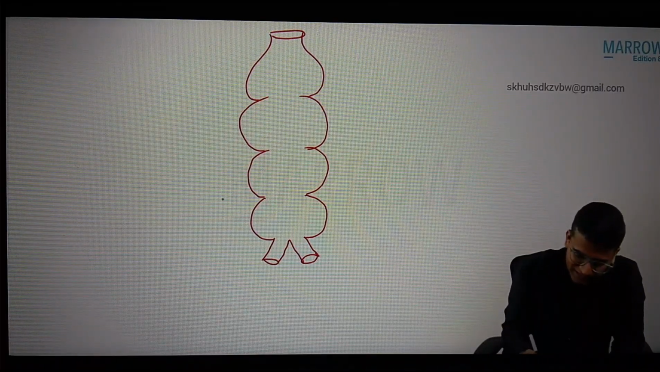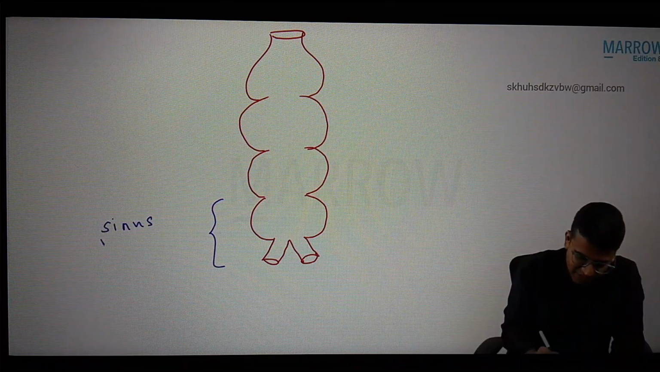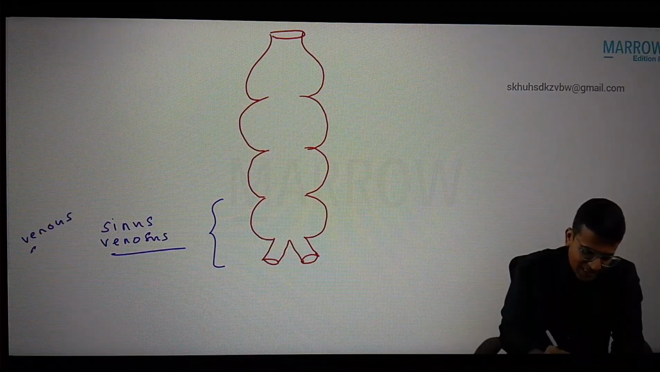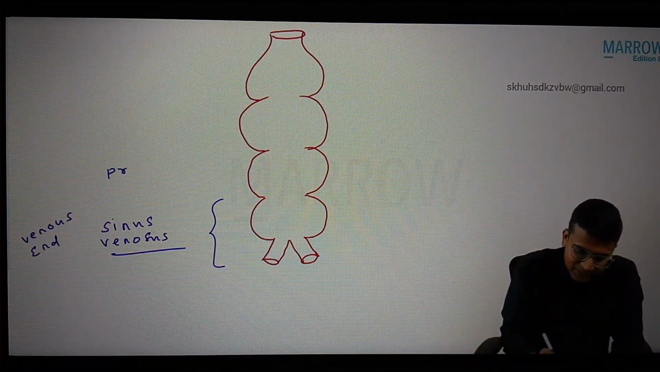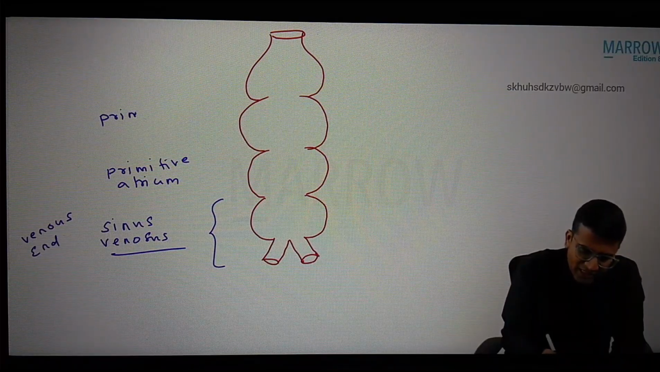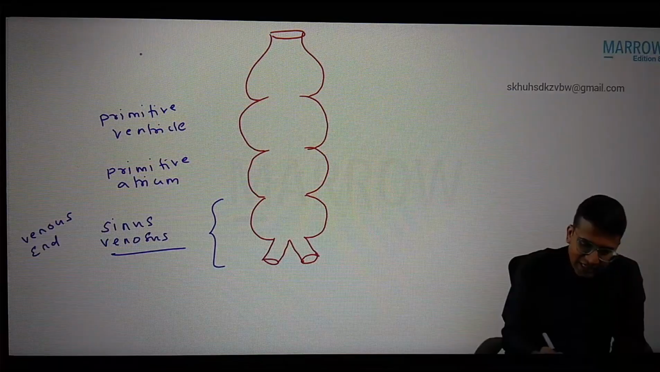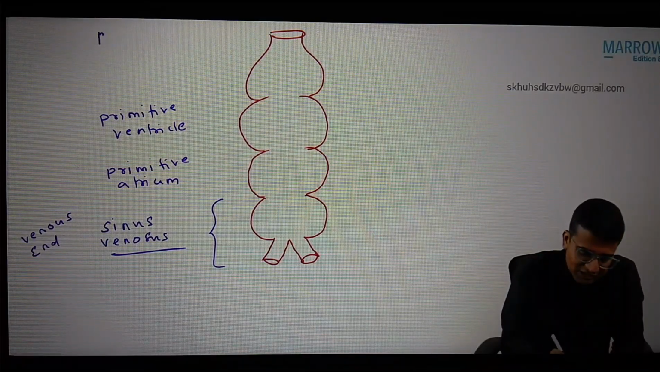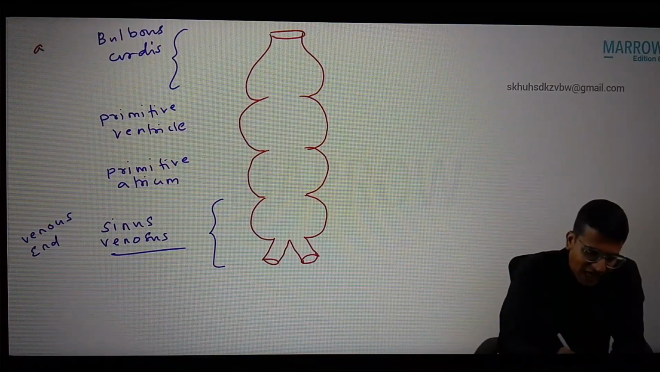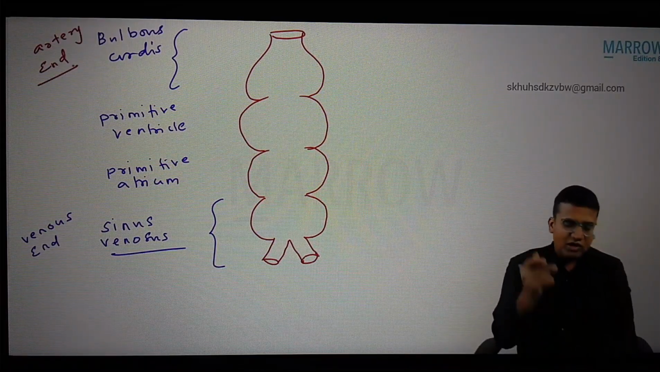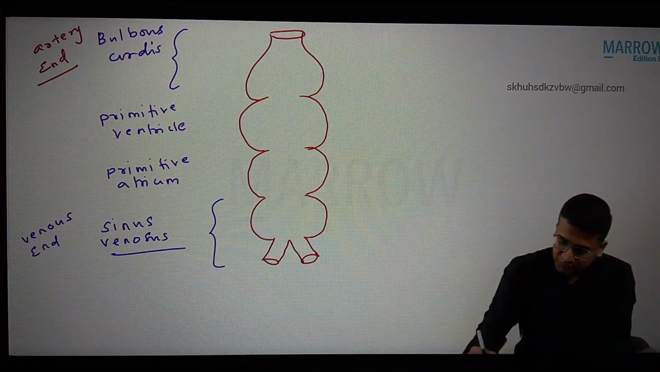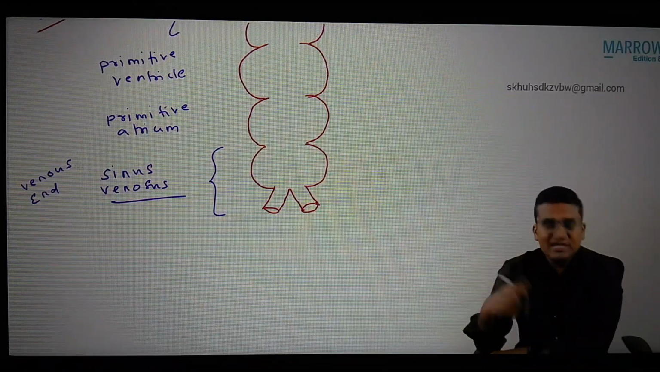Okay. Now, this is our sinus venosus. Sinus venosus is the venous end. And then this is primitive atrium. And above that, primitive ventricle. And cranial part is the bulbus cordis. Now, bulbus cordis is the artery end. So, artery end is above, the venous end is below. Okay, right. So, now we're going to start from the venous end.